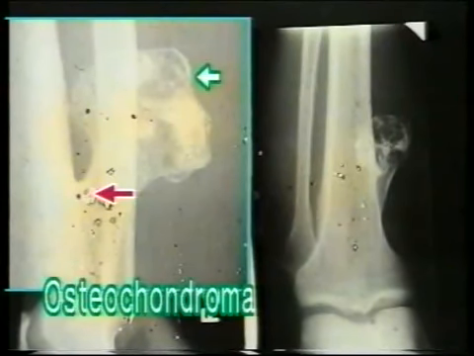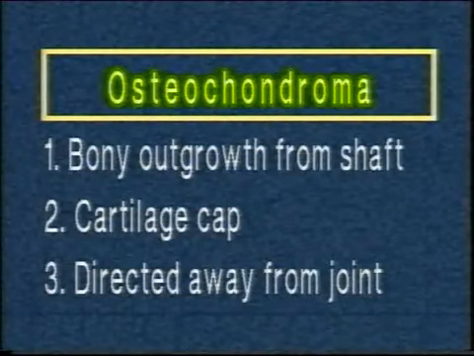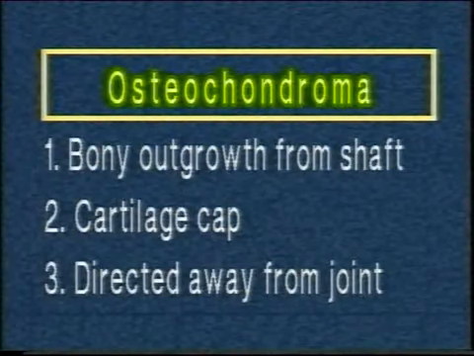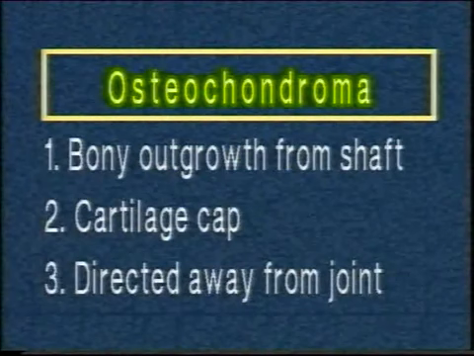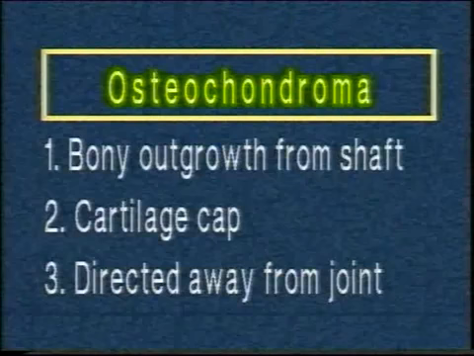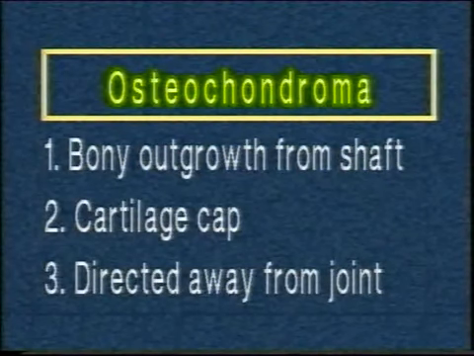This is a benign bone tumor, an osteochondroma or exostosis. The surface of the tumor is smooth as it is covered by cartilage. So the radiological features of an osteochondroma or exostosis are a bony outgrowth from the diaphysis of long bones but close to a joint. It is covered by cartilage cap and has a smooth head, and it is directed away from the nearest joint.